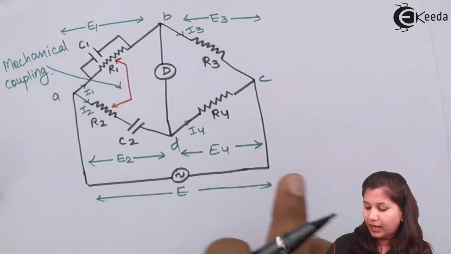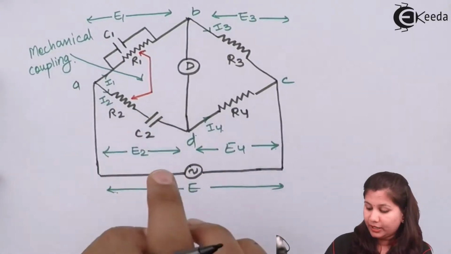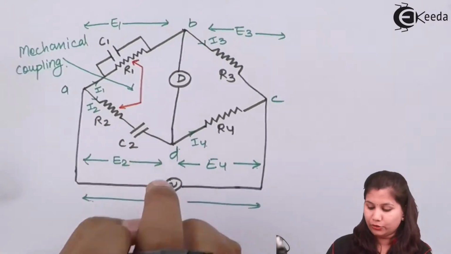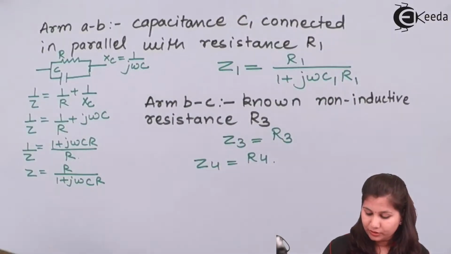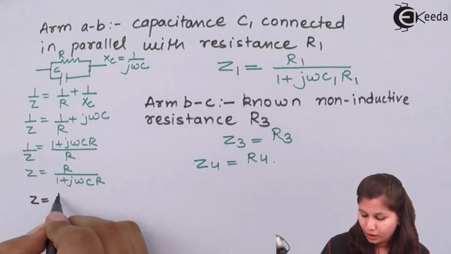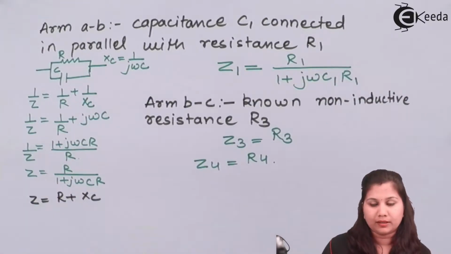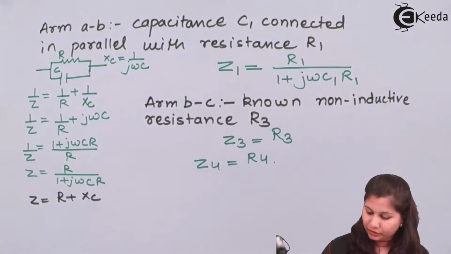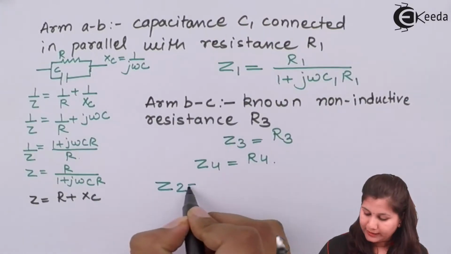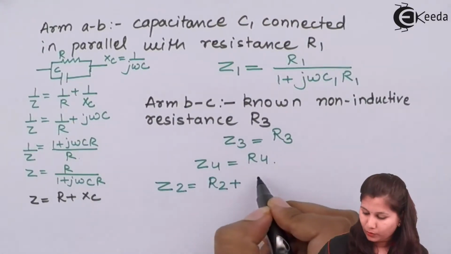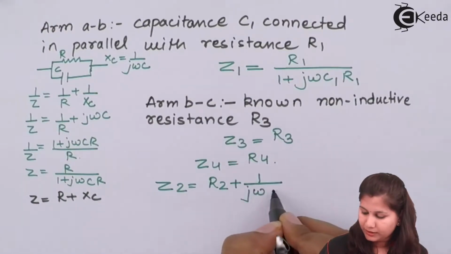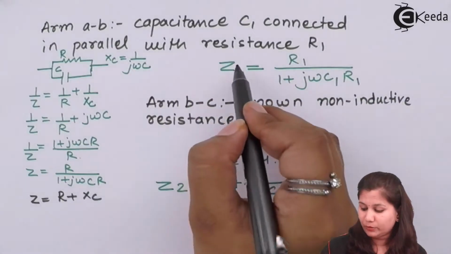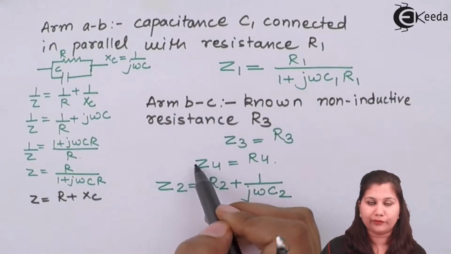Then we have the arm AD or DA. In this we have the series combination of R2 and C2. In series combination the Z will be equal to R plus XC, and XC is 1 upon j omega C. So here we will have Z2 as R2 plus 1 upon j omega C2. Okay, so we have the values of Z1, Z2, Z3 and Z4.